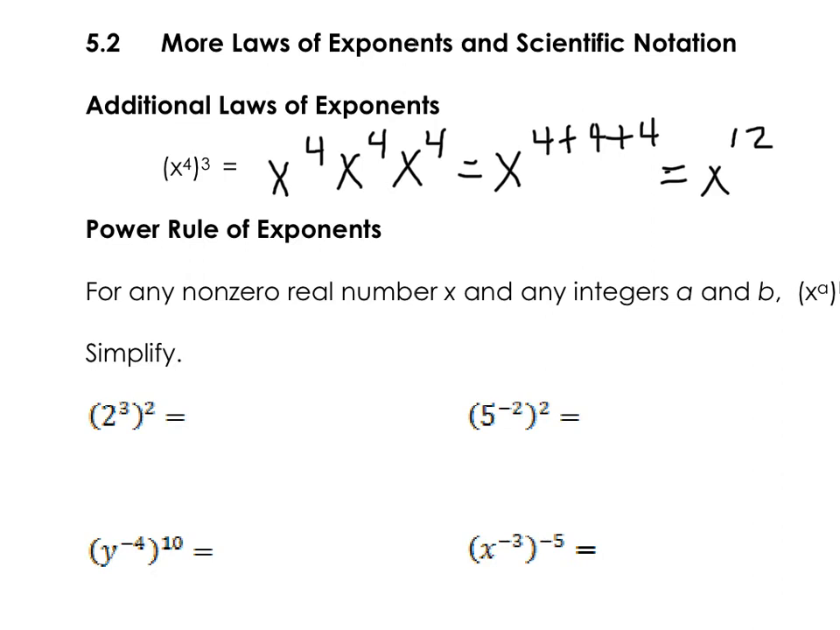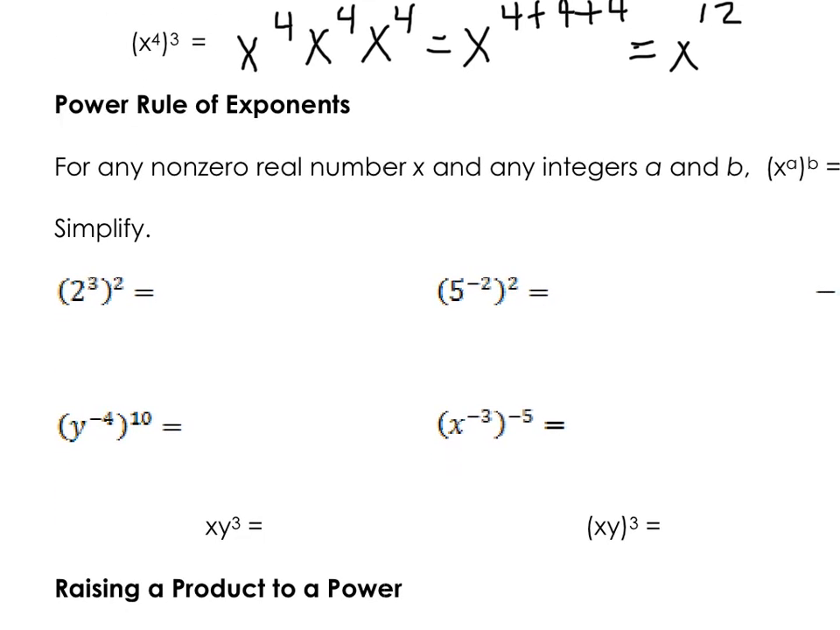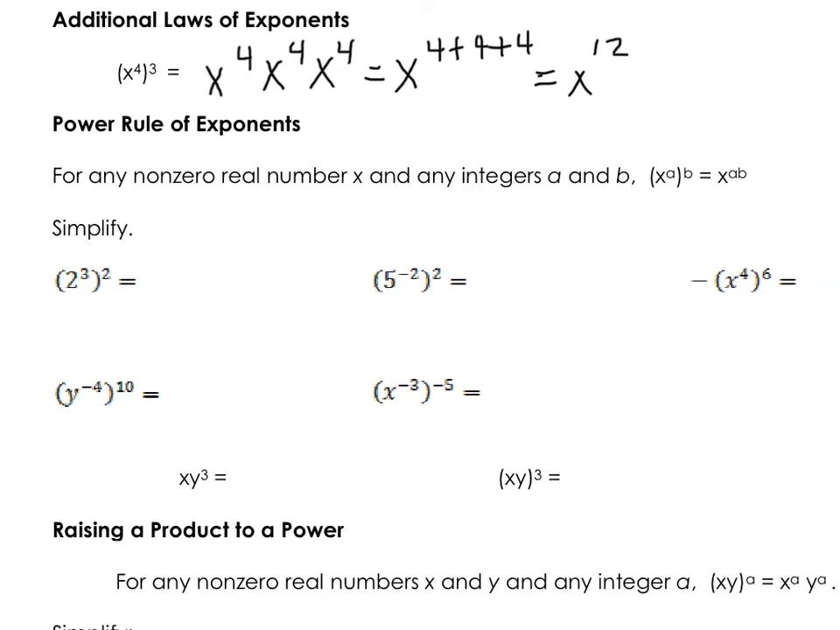So what could we have done with the 4 and the 3? So we have the power rule of exponents. For any non-zero real number x and any integers a and b, x to the a raised to the b power is x to the a times b power. So when you have an exponent inside and outside the parentheses, you multiply those exponents together.